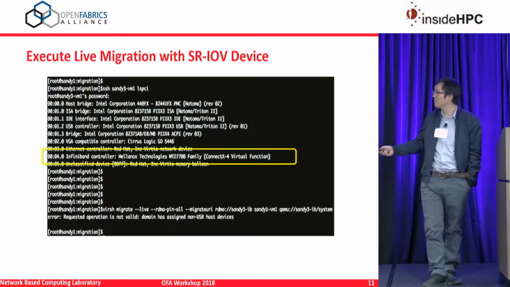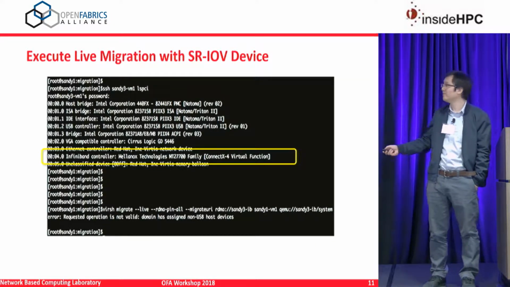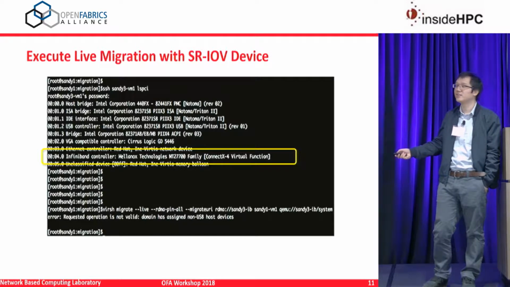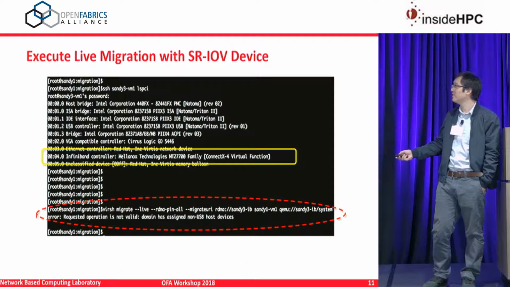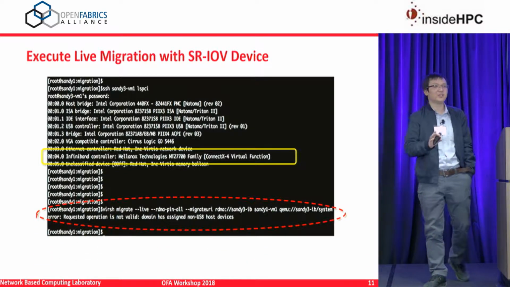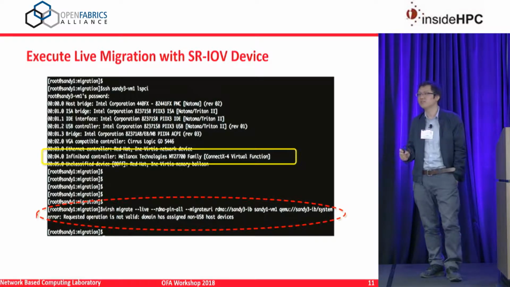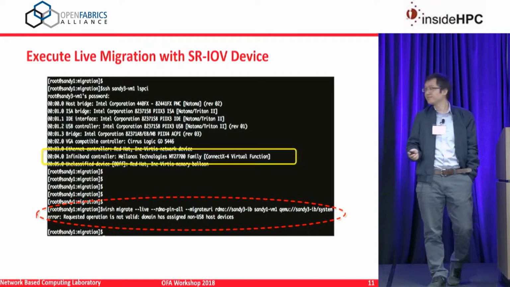Let me give you a picture like this. In KVM, you have a Mellanox card, and then you assign a virtual function to the virtual machine, and then you run a command saying, I want to do a live migration. Then KVM will tell you, no, we cannot do that because some device doesn't support that. So this is the current status.